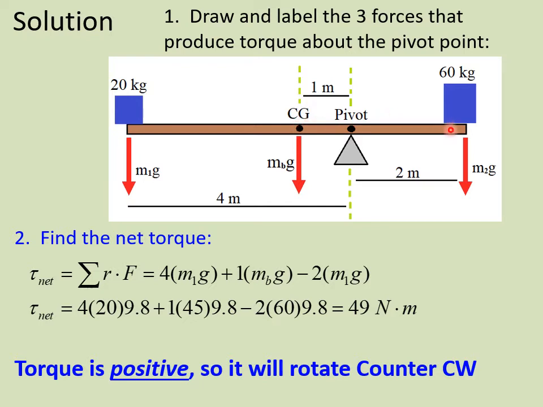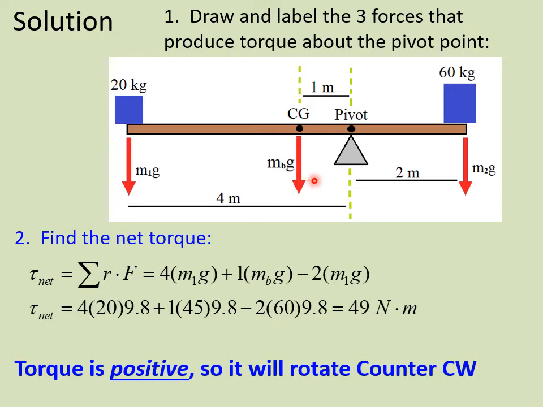Okay, so you can see the dimensions here. Remember this was 2 meters, so this distance here must be 1 meter to get the total 3 meters. So when we add up our torques, this torque here is positive. That's because it's in the counterclockwise direction. But now we've got this torque as well.